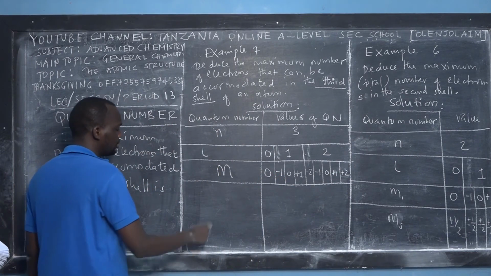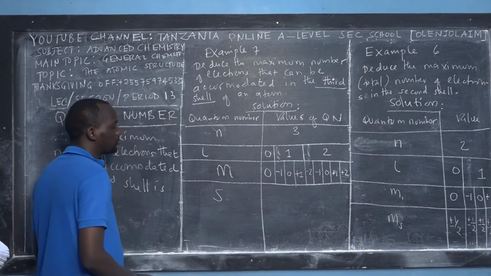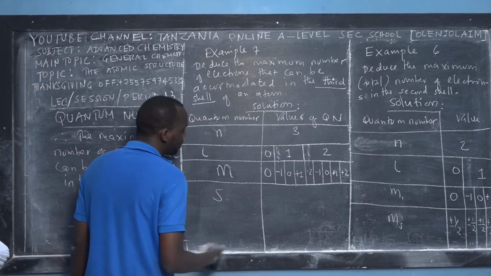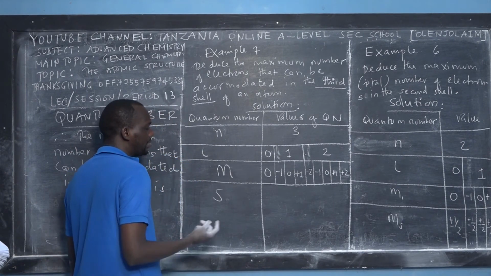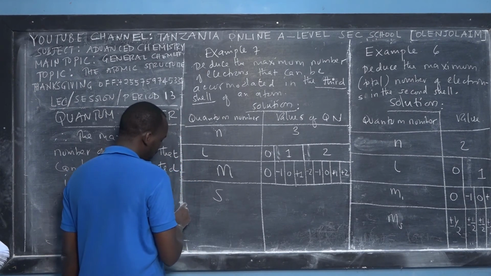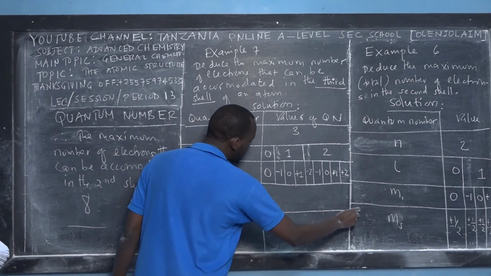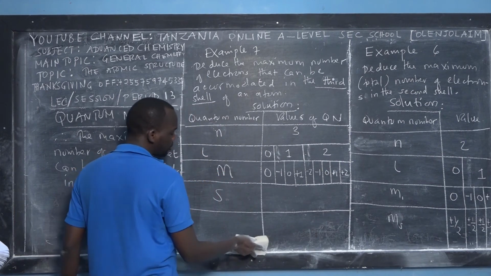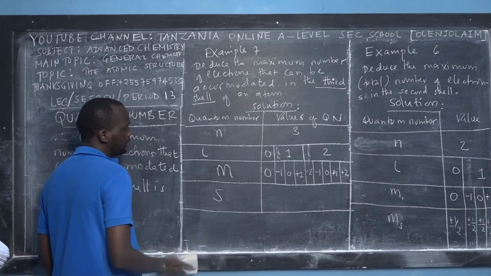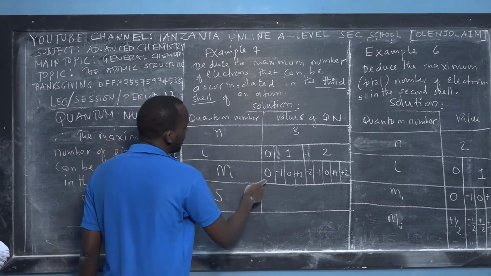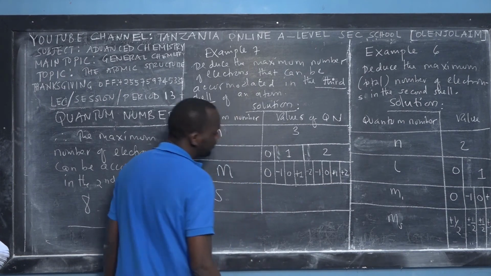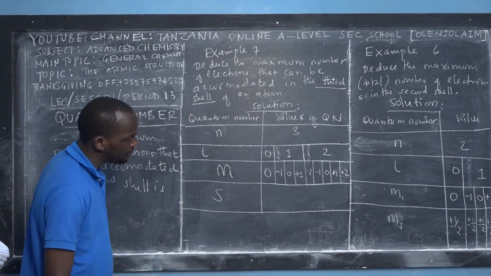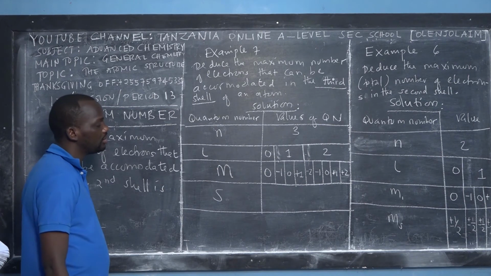Then we have the spin quantum number. Because the function of the magnetic quantum number tells us the total number of orbitals, it is simple for us now to fill electrons. Here we have 1, 2, 3, 4, 5, 6, 7, 8, 9. So you have 9 orbitals, and because you have 9 orbitals, they accommodate 18 electrons.